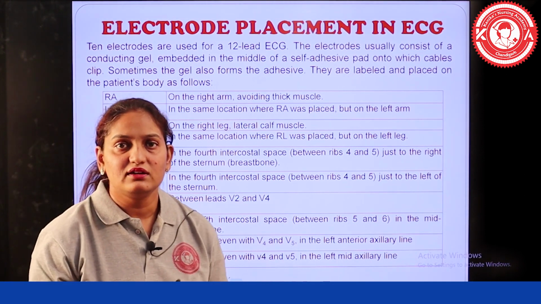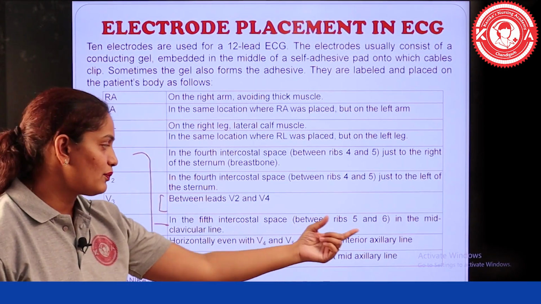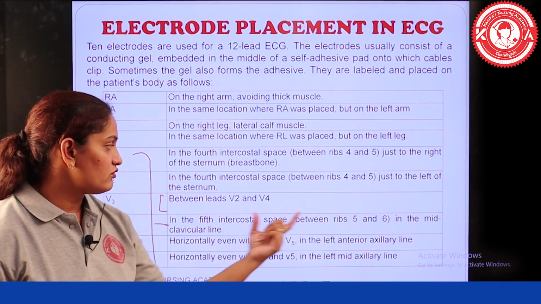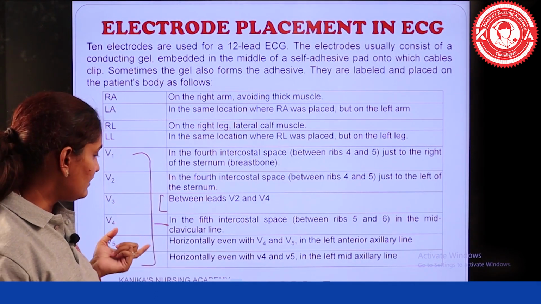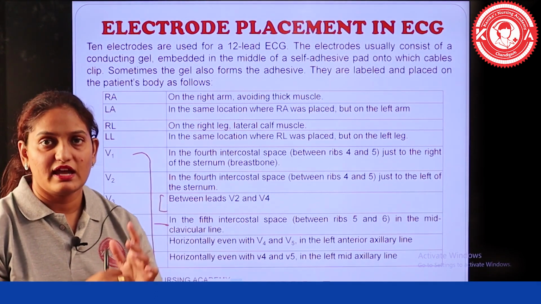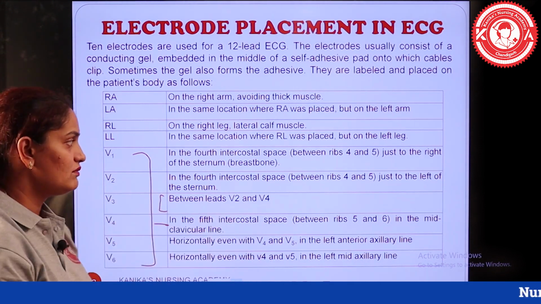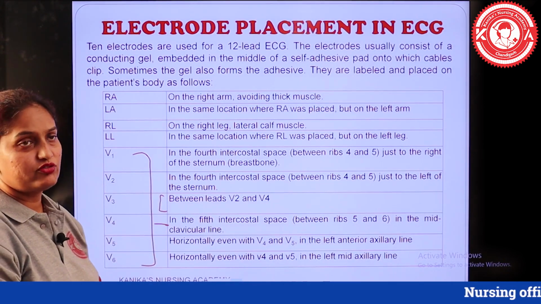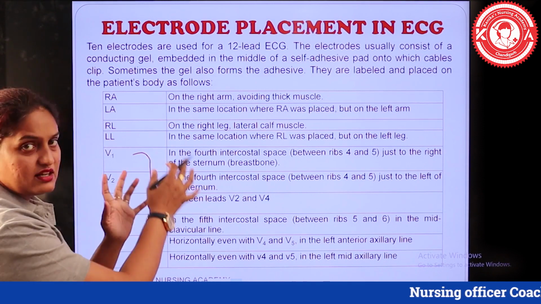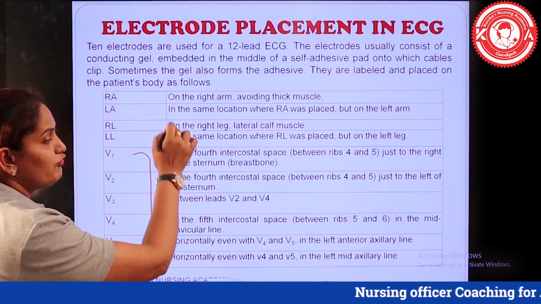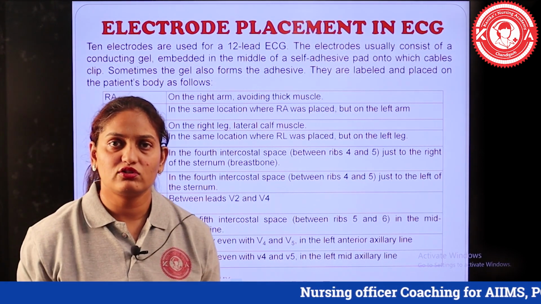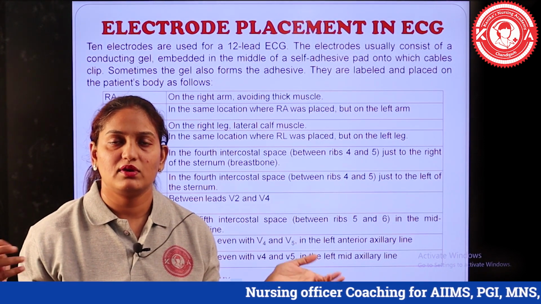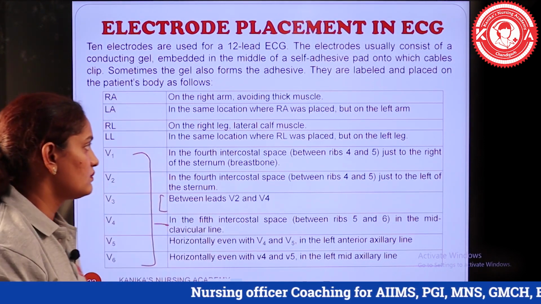V5 is placed in the anterior axillary region at the same level where V4 was placed, and V6 is placed in the mid axillary region, armpit के बिल्कुल center में, at the level of the fifth intercostal space. These are the chest electrodes. Then there are the four extremity electrodes, 2 placed on the upper extremities and 2 on the lower extremities.